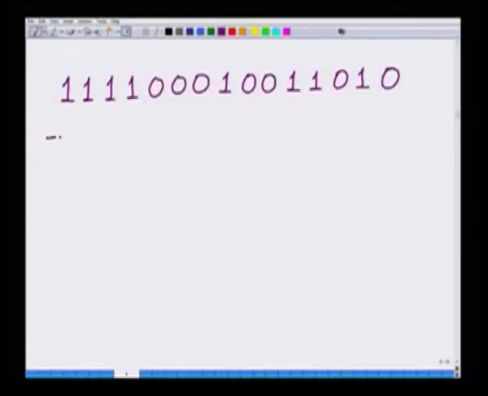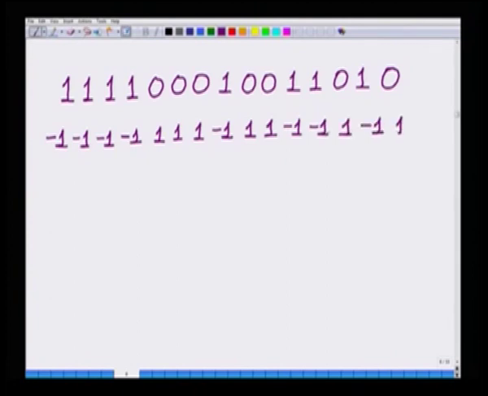So, I will have the code that is given as minus 1, minus 1, minus 1, minus 1, 1, 1, 1, minus 1, 1, 1, minus 1, minus 1, 1, minus 1, 1. Alright, this is the code. So, given the PN sequence, I am mapping 1 to a minus 1, 0 to a 1 to generate the code. Now, let us look at the properties of this code.